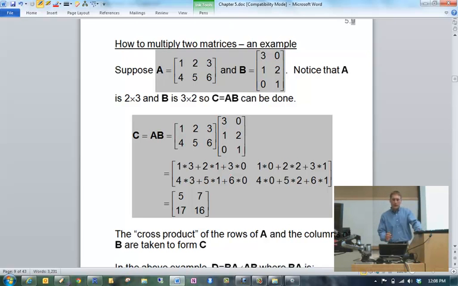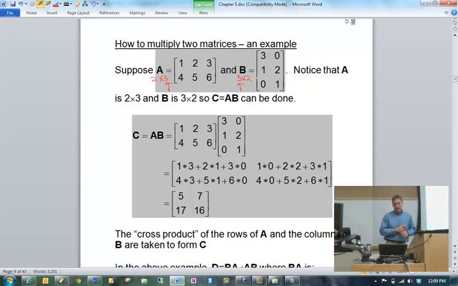Now to do matrix multiplication, it's very critical that you have the correct dimensions to your matrices. So A is 2 by 3, B is 3 by 2. In order to multiply 2 matrices together in terms of A times B in that order, you need these numbers to match up. So the number of columns in A has to be equal to the number of rows in B.